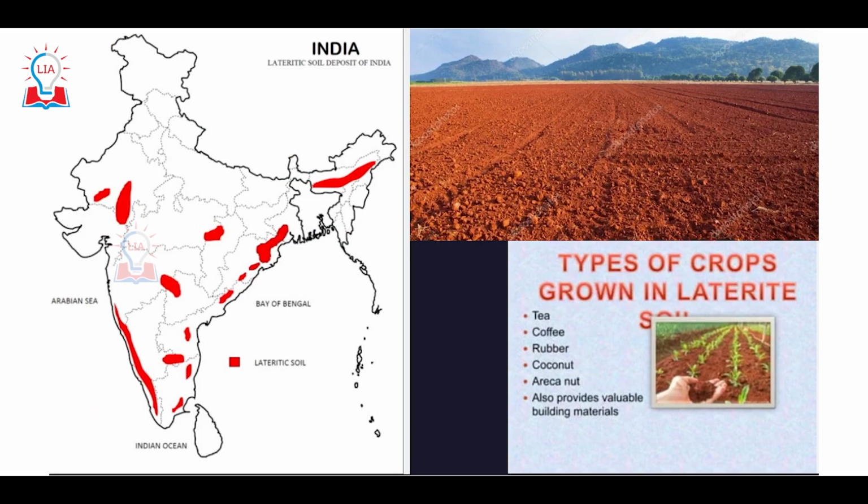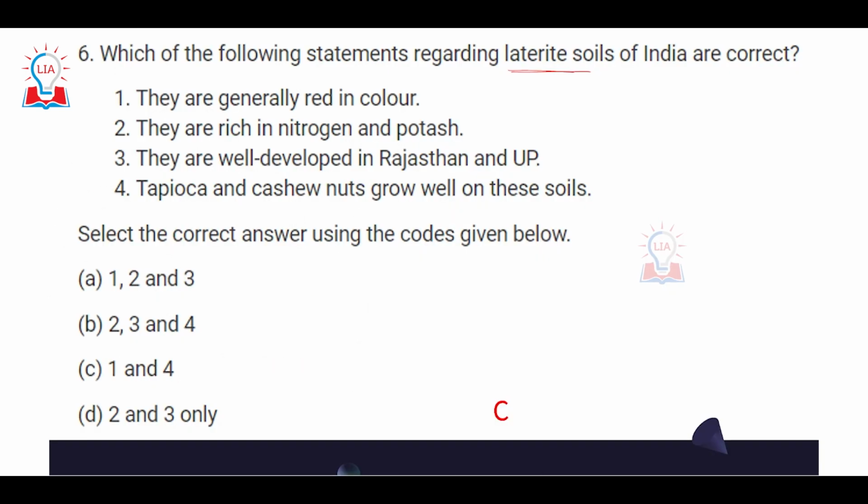So actually, laterite soil indeed is red in color, as you can see from the picture here. And on this map of India, we are seeing the distribution of laterite soil. The largest area where we have laterite soil is on the western slope of the Western Ghats, because generally laterite soils are found in areas where we have high temperature, high rainfall, and alternate wet and dry seasons. So the first statement is correct. They are rich in nitrogen and potash.